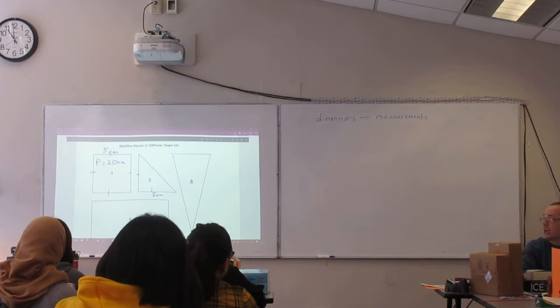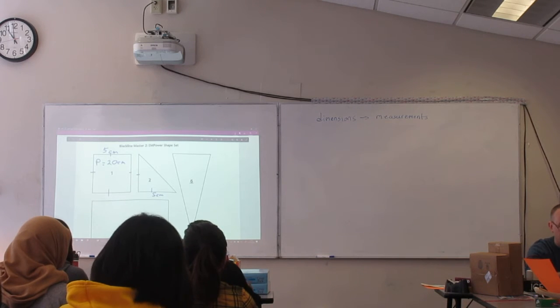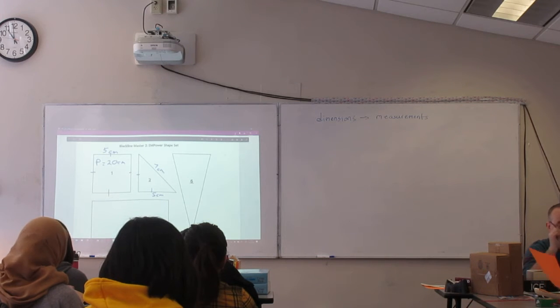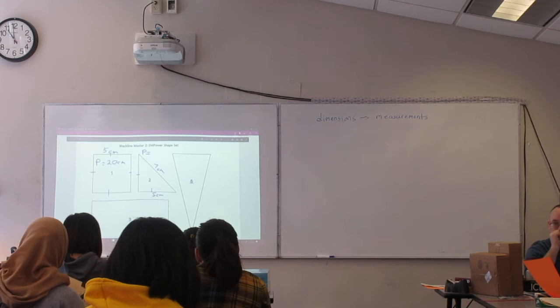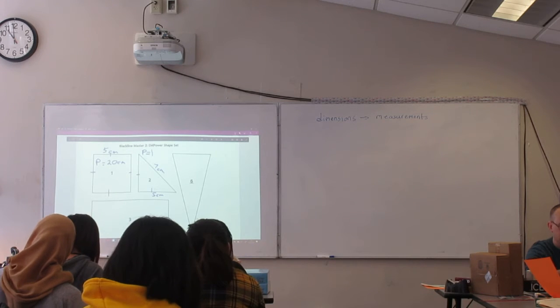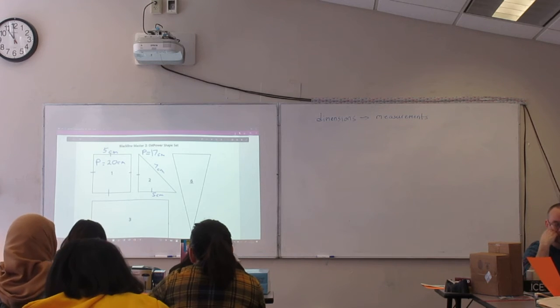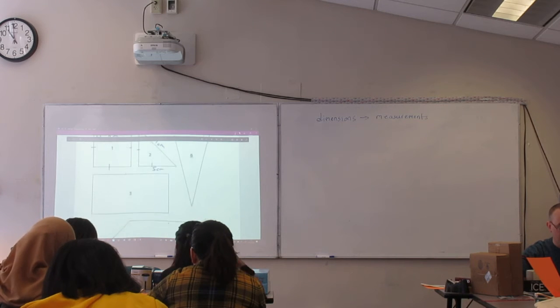But how long is the other side? About 7, right? It's a little more than 7, but 7 is close enough for what we care about. So now, for this one, we have a perimeter of 17 centimeters. 5, 5, and 7. All right. Let's go down to number 3.